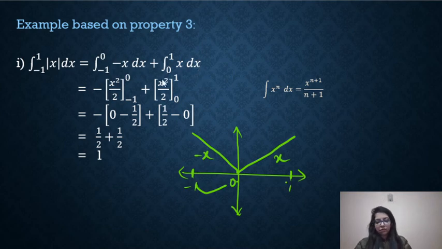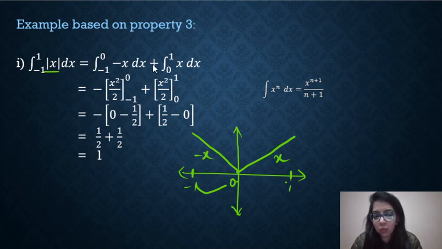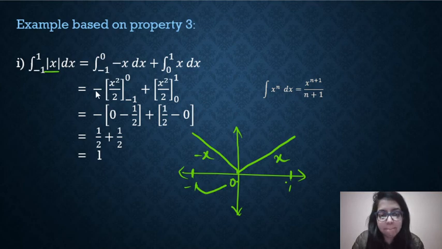Okay, so by this you can define your function, mod x dx from minus 1 to 1, and I have just broken this down. Just integrate it using this formula, that is the integration of x to the power n dx is equal to x to the power n plus 1 upon n plus 1. So that is minus x square upon 2, and apply the limit, that is minus 1 to 0, plus x square upon 2, apply the limit, that is 0 to 1. And now that is minus, apply the limit, 0 to 0, minus and minus 1 square, so that is minus 1 upon 2, because minus 1 square will be plus 1.